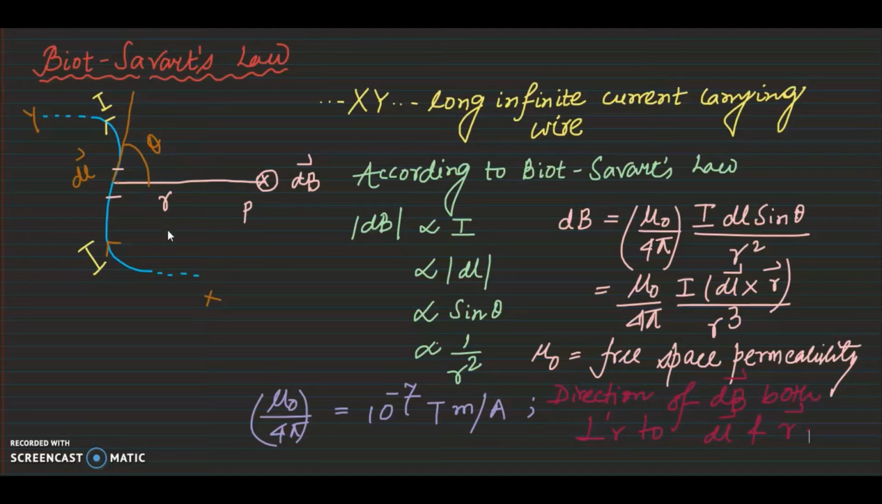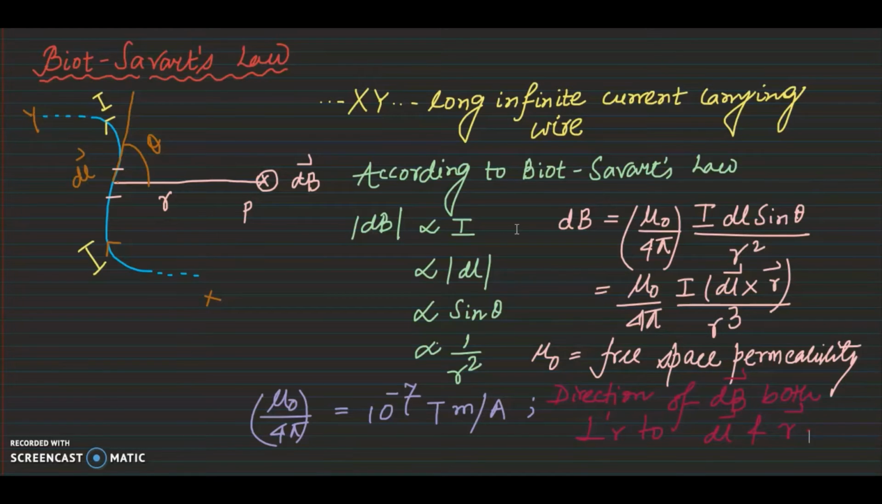Then according to the Biot-Savart law, we can write the magnitude of the magnetic field dB at a point P at a distance r away from dl. dB is proportional to I, the magnitude of the current, proportional to dl, the length of the element, proportional to sine theta, and inversely proportional to r squared. Altogether we can write dB equal to mu 0 by 4 pi, a constant, times I dl sine theta by r squared.